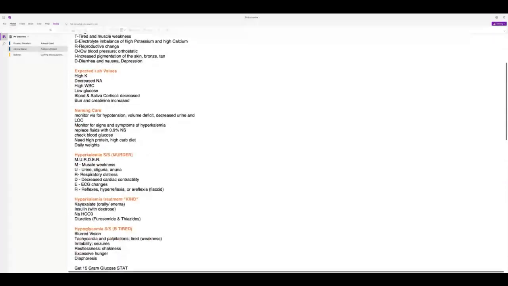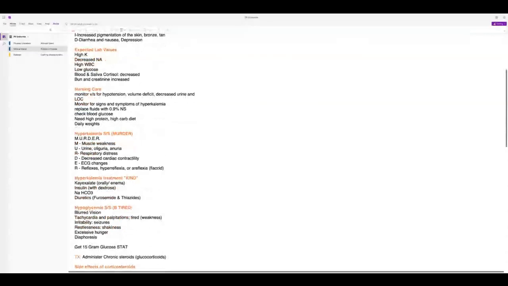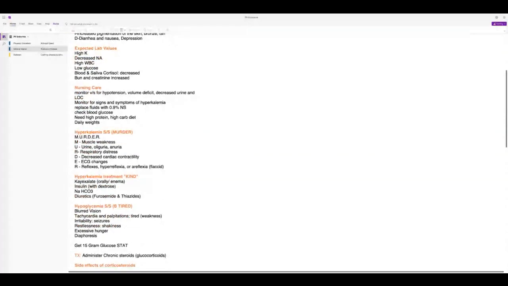All right, treatment for high potassium. You can remember KIND. So Kayexalate, I don't know if you've heard of that before. It can be given orally or by enema. Insulin, and you give the insulin with sugar, with dextrose, and that moves the potassium inside the cell. So does bicarb, okay, and diuretics like your furosemide and thiazides.